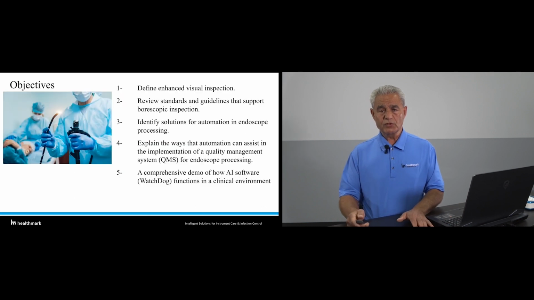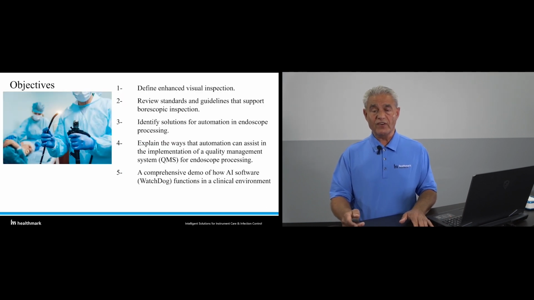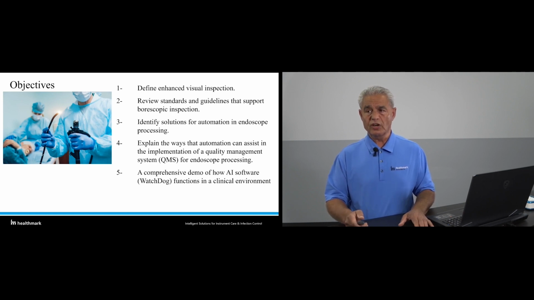The objectives for this presentation are that we're going to define enhanced visual inspection. We'll review standards and guidance that support borescopic inspection. We're going to identify a solution for automation in endoscope processing, and explain the ways that automation can assist in implementation of a quality management system, or QMS, for endoscope processing. And we're going to take a look at a comprehensive demo of artificial intelligence software, in this case Watchdog, and how it functions in a clinical environment.